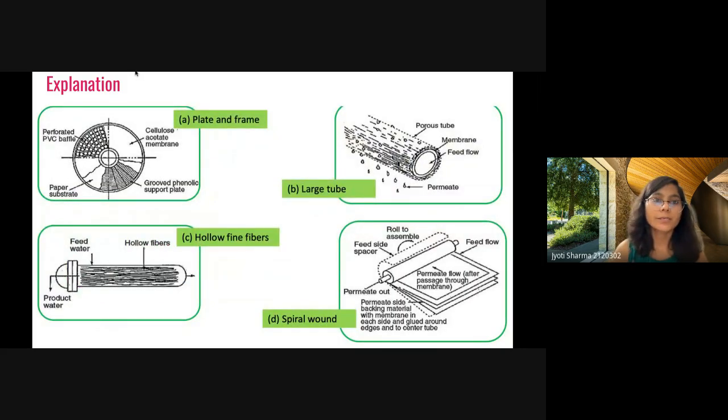So here you can see, if we have a plate and frame, then large tube and hollow fine fiber. So here you can see we have feed water, we have product water, we have permeate. So this is kind of a complete unit, which is known as your membrane module, right?